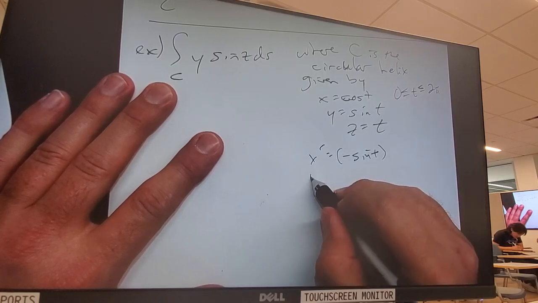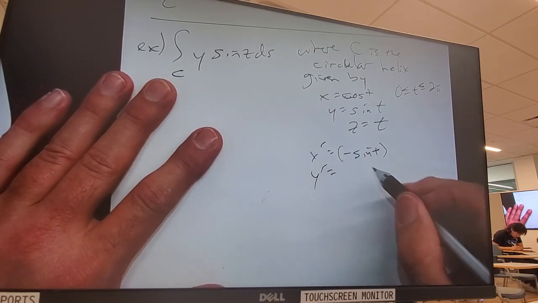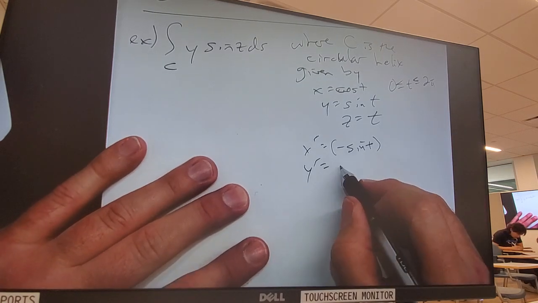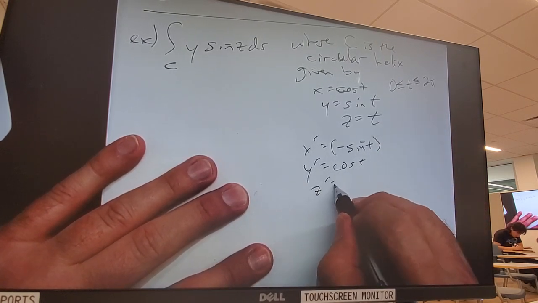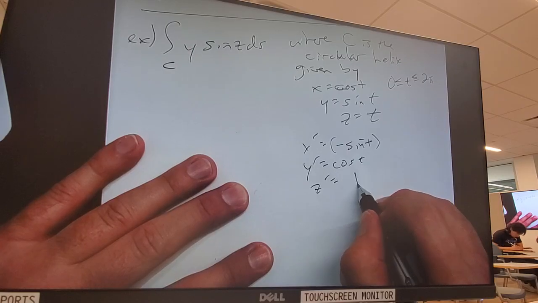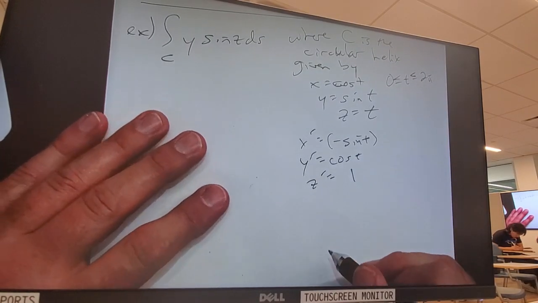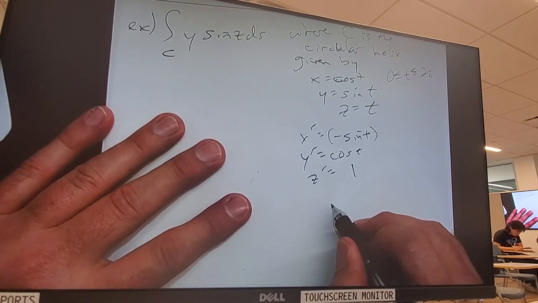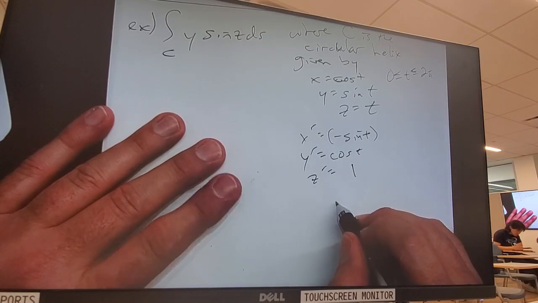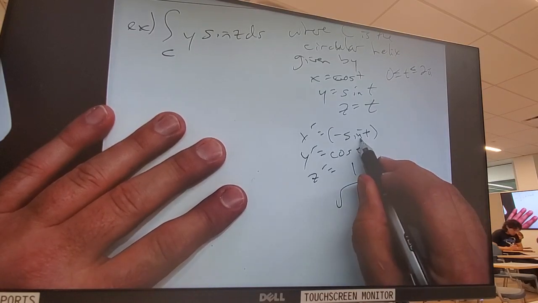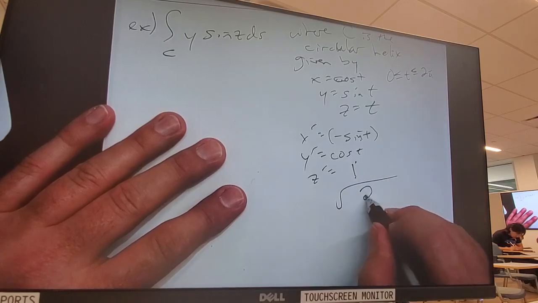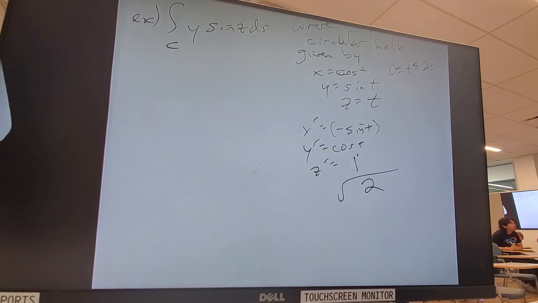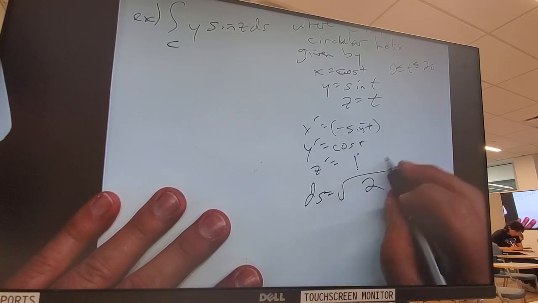Negative sine t. What's y prime? Understanding this is with respect to t, yes? So I don't have to write a bunch of stuff. Cosine t. What's z prime? 1. So then what's the square root of all that business? Sine squared plus cosine squared is 1, plus 1 squared, 2. So ds is root 2 dt.